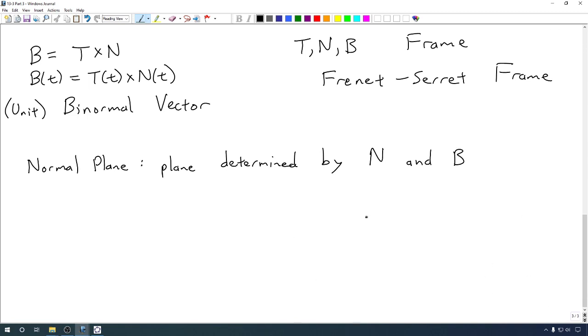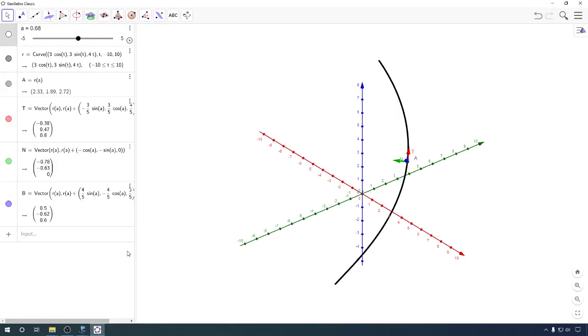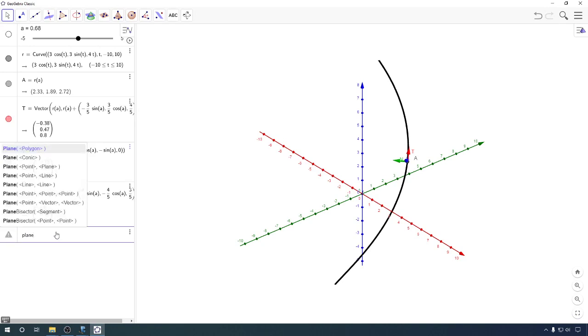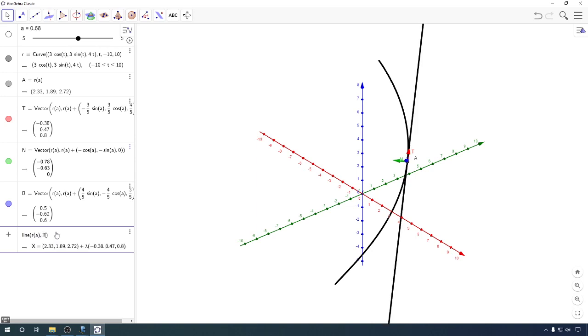So let's go ahead and plot that. Now, unfortunately, while there is a plane command that we could use here, it doesn't allow me to just pick two vectors. It'll throw an error if I do that. One thing I could do is give it 2 lines, so that's what I'm going to do first. I'm going to define 3 lines. Those lines are going to pass through my point, R of A, and they're going to be in the directions of my unit vectors.